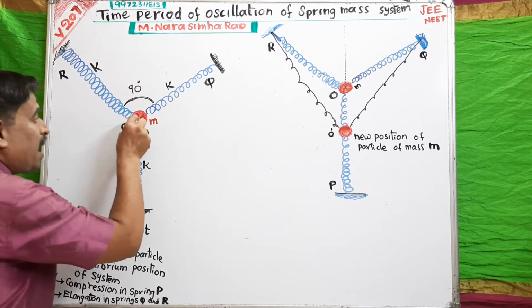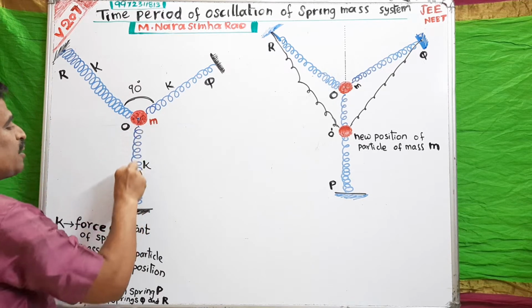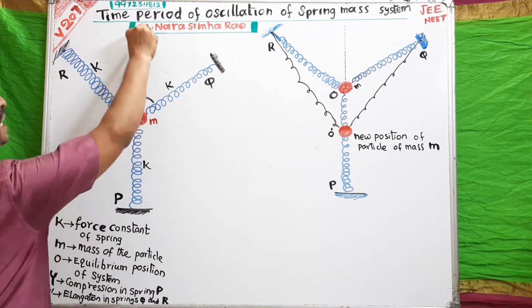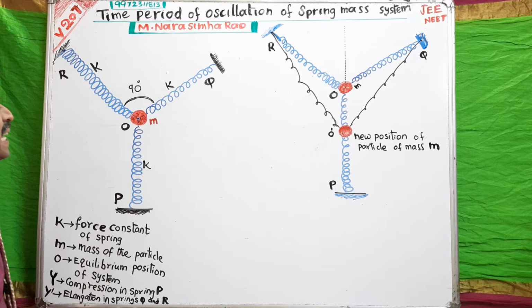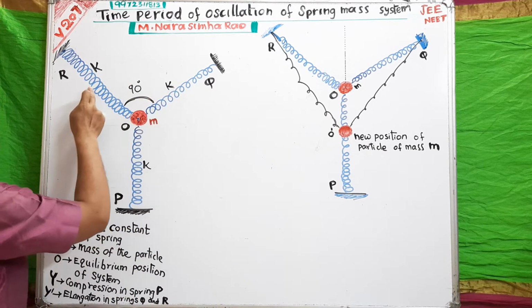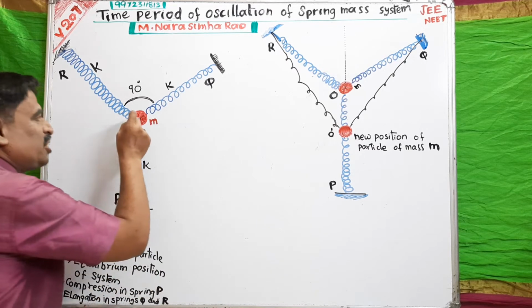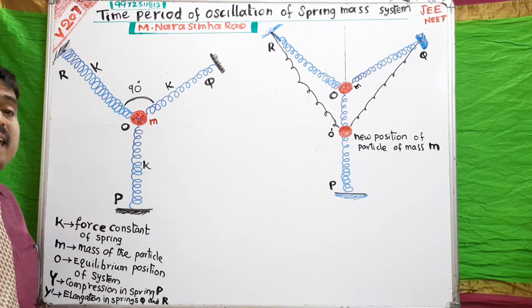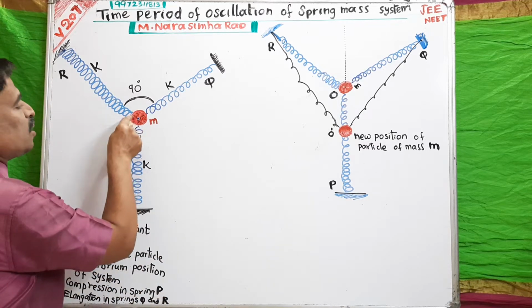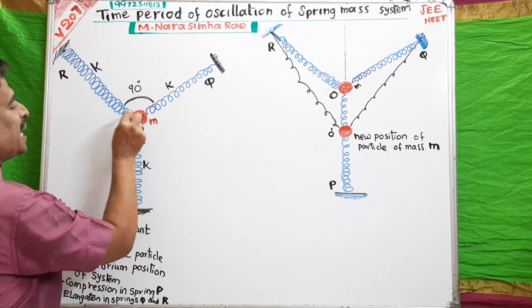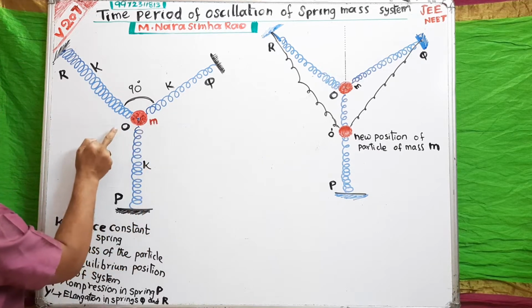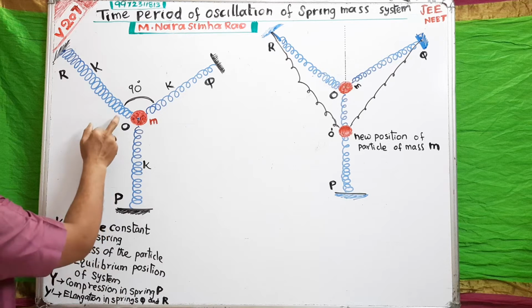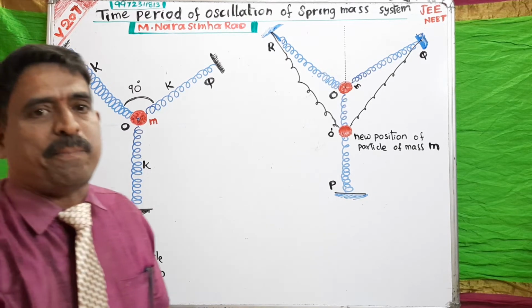Suppose the particle of mass m is vibrating along the PO vertical direction, what is the time period of oscillation they are asking? Initially, this particle is connected to these three springs. Initially, the particle is in the rest position, the equilibrium position. The resultant force acting on this particle of mass m, which is situated at O, is 0. This position you are calling the equilibrium position.